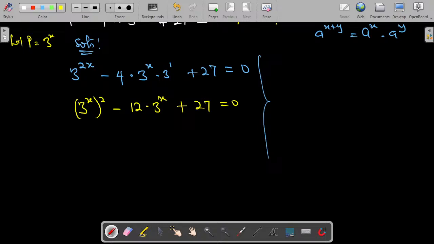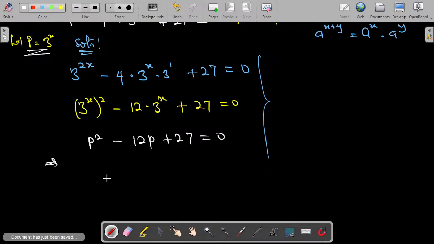And then immediately you can now substitute. Remember we said let it be p. So you now have p squared minus 12p plus 27 is equal to 0. Okay, so now you want to solve this quadratic equation, and to do that you can try factorization. Can factorization go? You're looking for two numbers that will multiply to give you 27, and when they add you will get minus 12. Do we have such numbers?